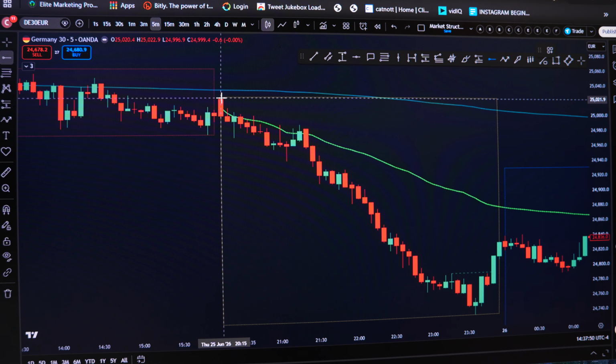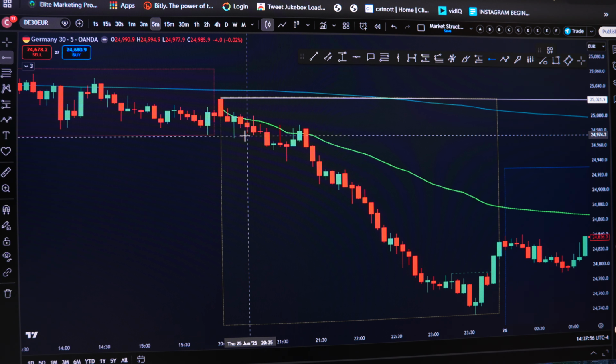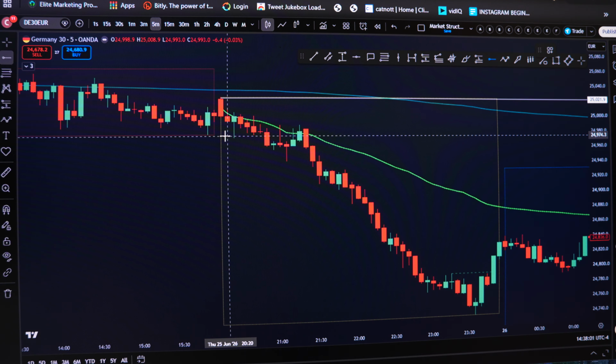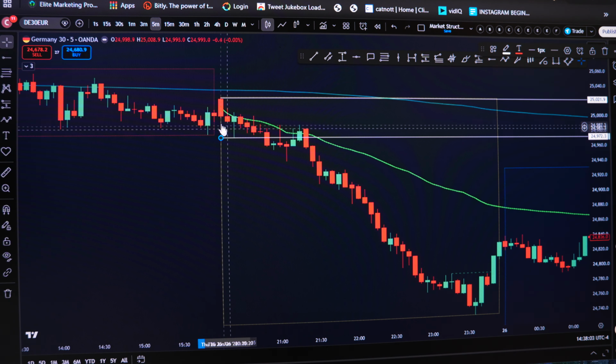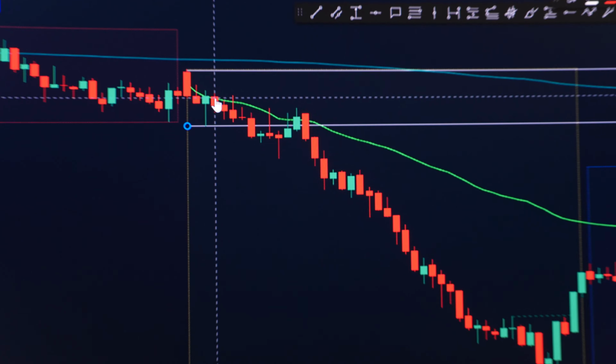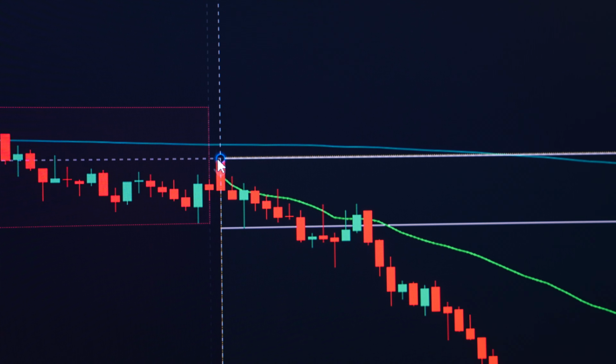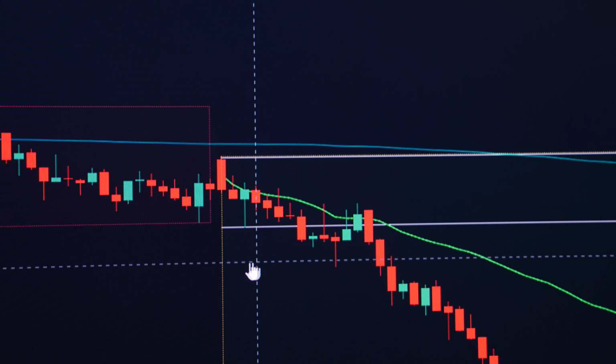it's going to start at 20:15. So you're going to mark up your high, and then you're going to go to 20:45. What was the lowest candle? Right here. This is going to be the lowest candle right here. So this is the 30-minute ORB. You've got your 30-minute ORB high and your 30-minute ORB low.